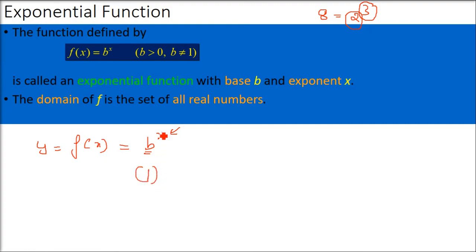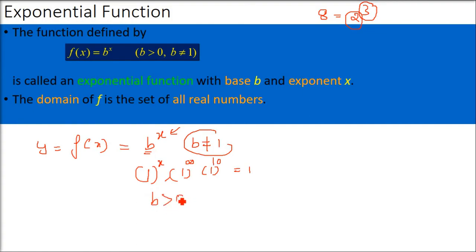First of all, if you write b as 1, 1 to the power anything will be 1 only. So y will be equal to 1 and that will be a straight line passing through y equals 1. So that will not be an exponential function. That will not come into that category. And b will not be equal to 1. First restriction is this one. For exponential function, base b cannot be equal to 1.